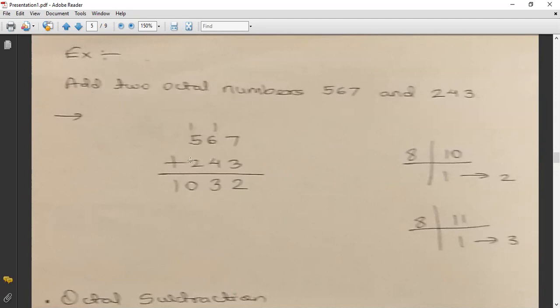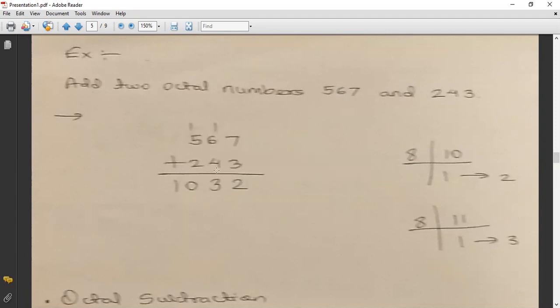Okay, so let us perform addition first. 7 plus 3 is 10. But this is in normal decimal numbers, and we want the answer in octal form. So how are we going to perform the addition in this case? Let us see. 7 plus 3 is 10. Now we are going to divide this 10 by 8. We will get 12. So how will 12 be written? 2 here and 1 will be carried over.